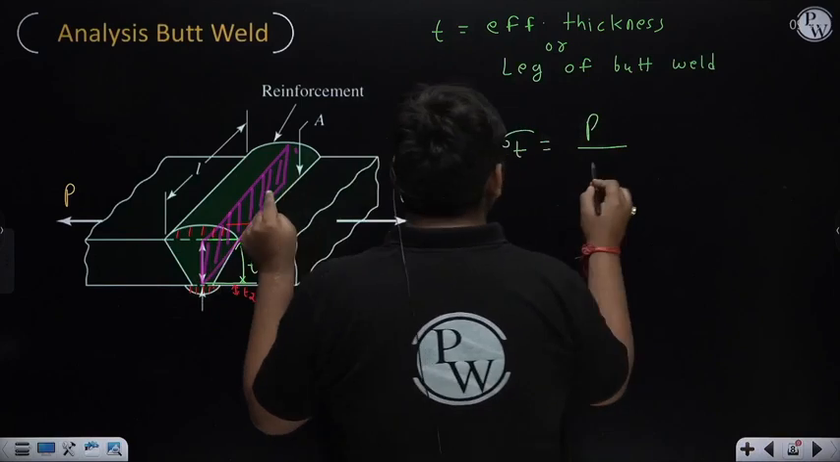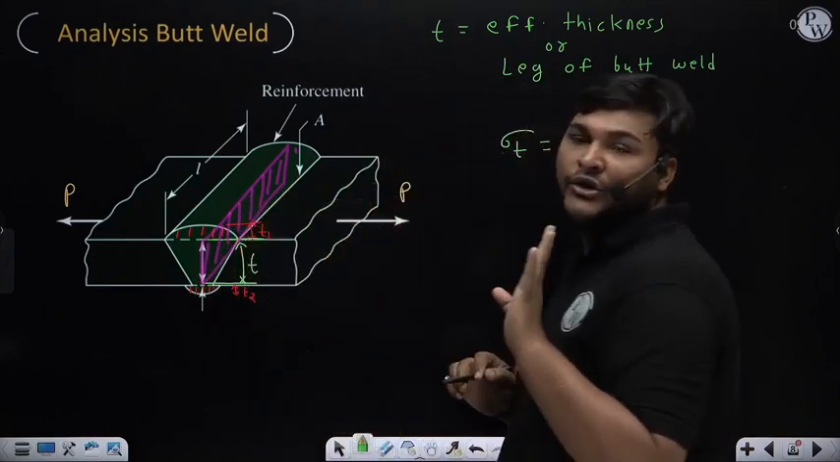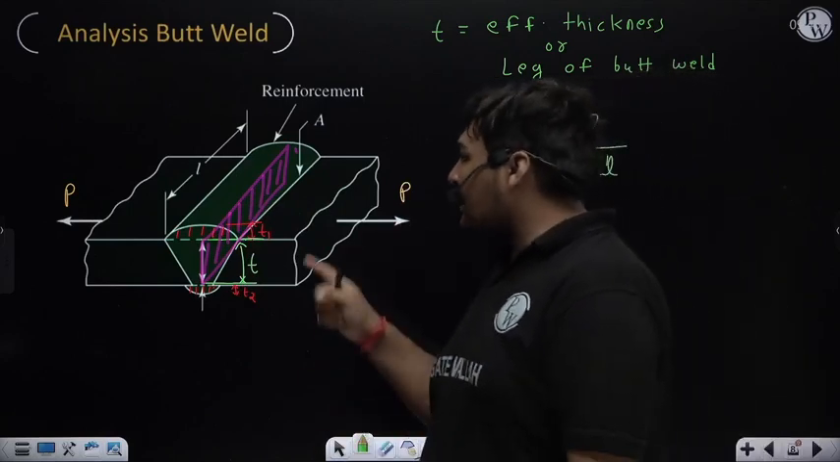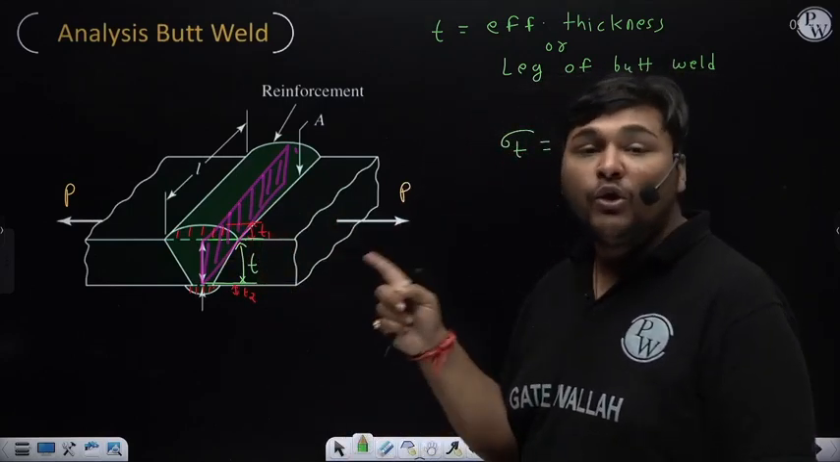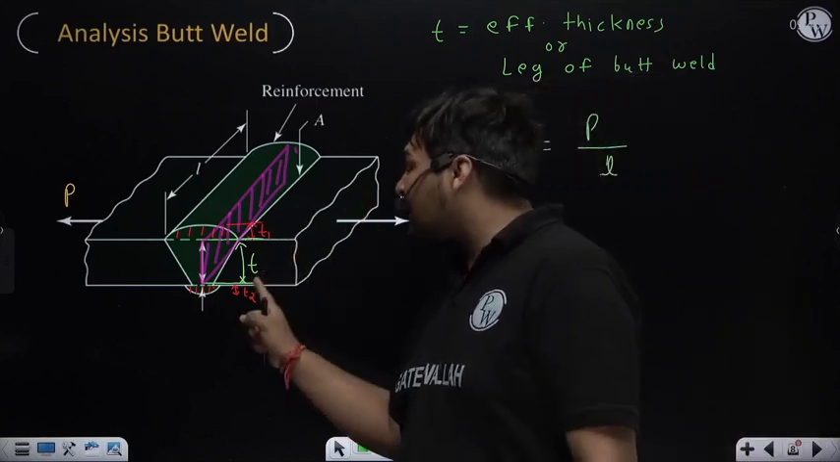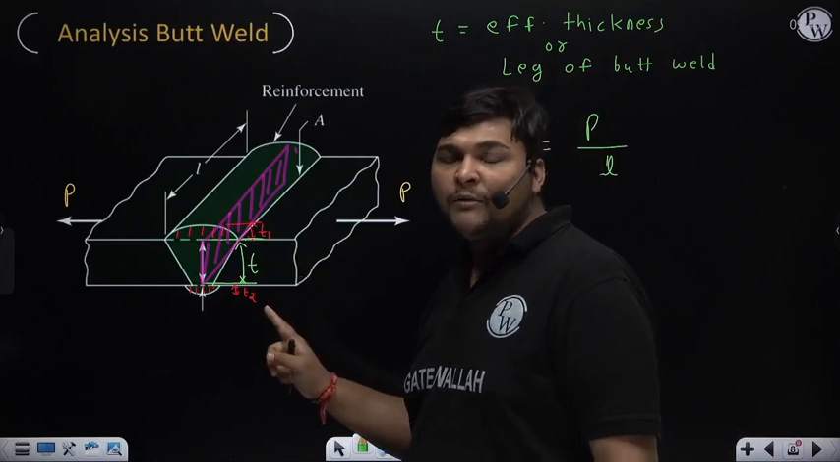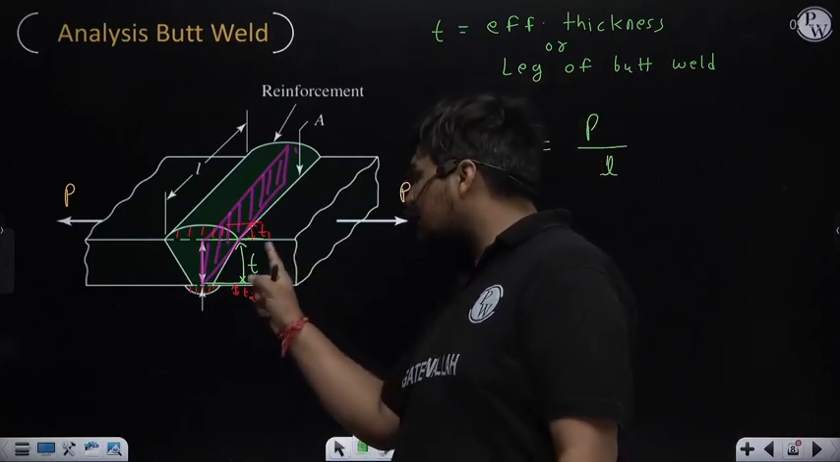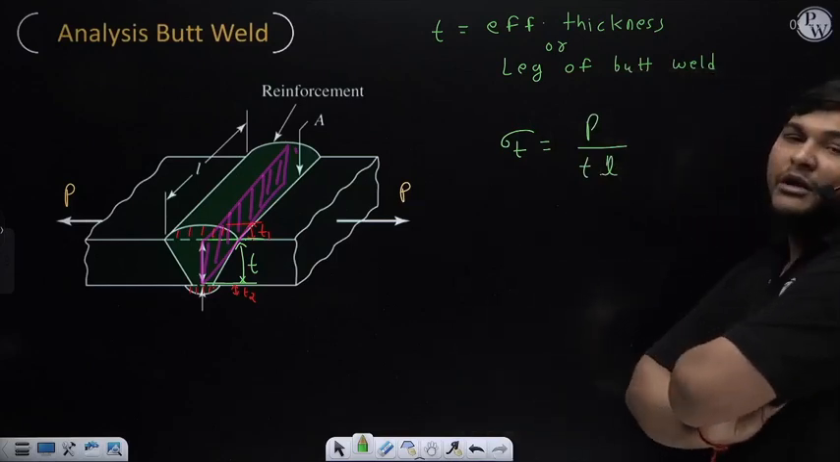The length of the weld I am denoting as L. Now what is the effective thickness that you need to consider? You may say, sir, the actual thickness is T1 plus T plus T2, but no. During analysis, we will not consider the T1 and T2 thickness. So the effective thickness of the butt weld which we consider during analysis is T. So the tensile stress induced in the weld is P upon T.